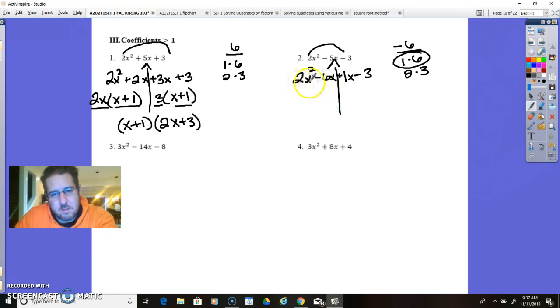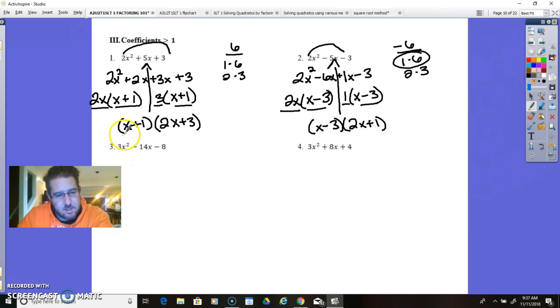Alright. Divide both by 2x, and that gives you x minus 3, and divide both these by 1, and that also gives you x minus 3. So there's your answer. So you got x minus 3 is in both parentheses, so that's one factor, and then the other factor comes from the two GCFs put together. So your 2x plus 1, there you go.